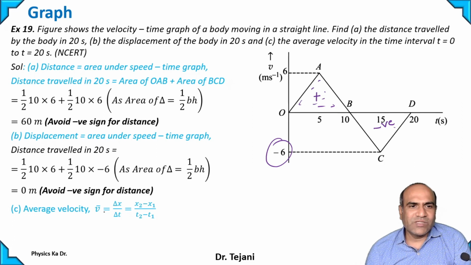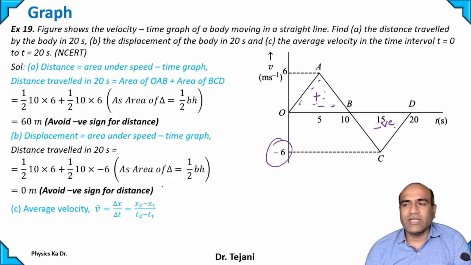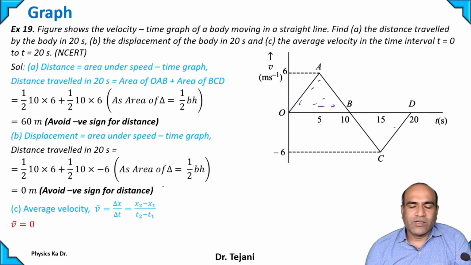Right? So average velocity is equal to x2 minus x1 divided by t2 minus t1. We need the last one, the average velocity in the time interval 0 to 20 seconds. The displacement is 0, so 0 divided by time. Time doesn't matter here. It gives 0 as the solution.